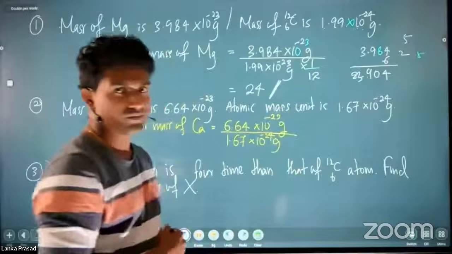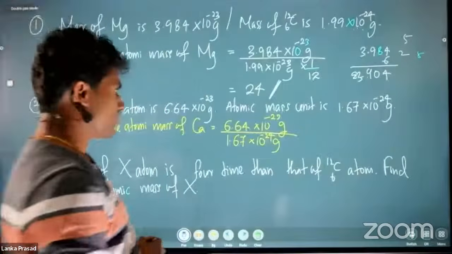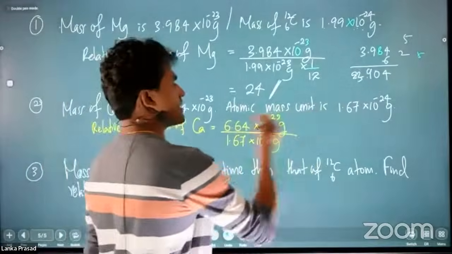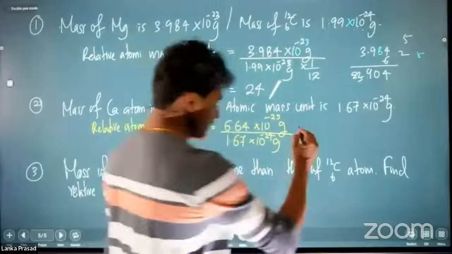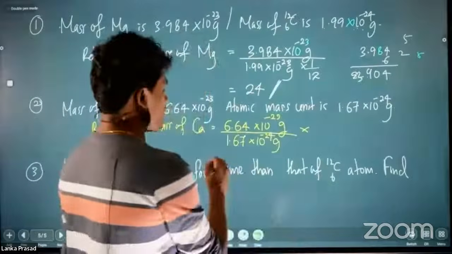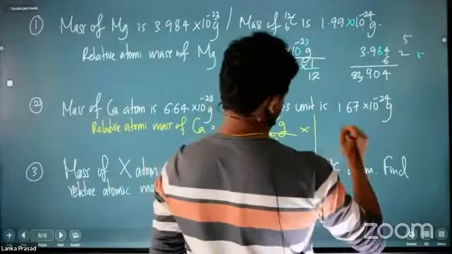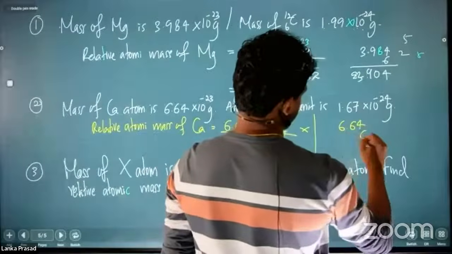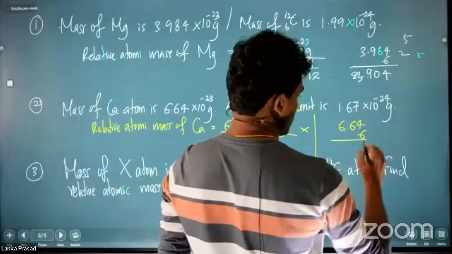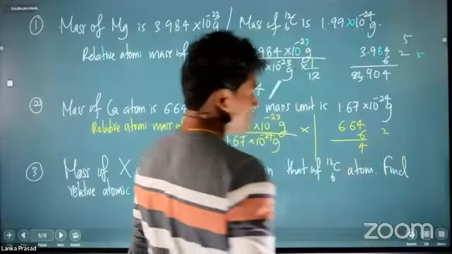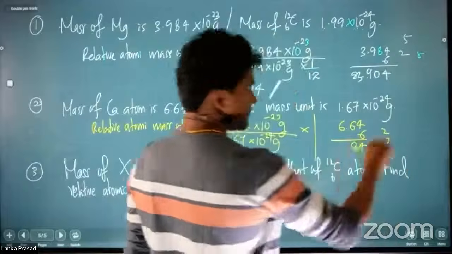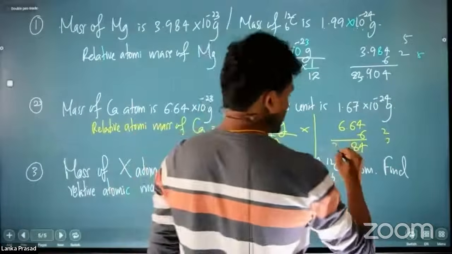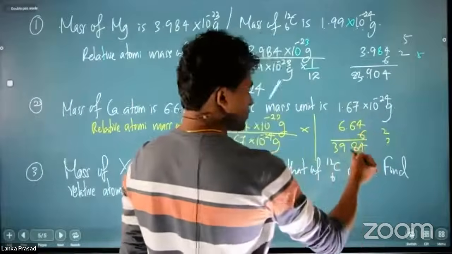So what about the 1/12? No, we can't substitute that because it's given as the atomic mass unit. Then simplify that. Now you know how to simplify it, no? Yes, right. 6.64 times 6. 6 times 4 is 24, 6 times 6 is 36, and so on.